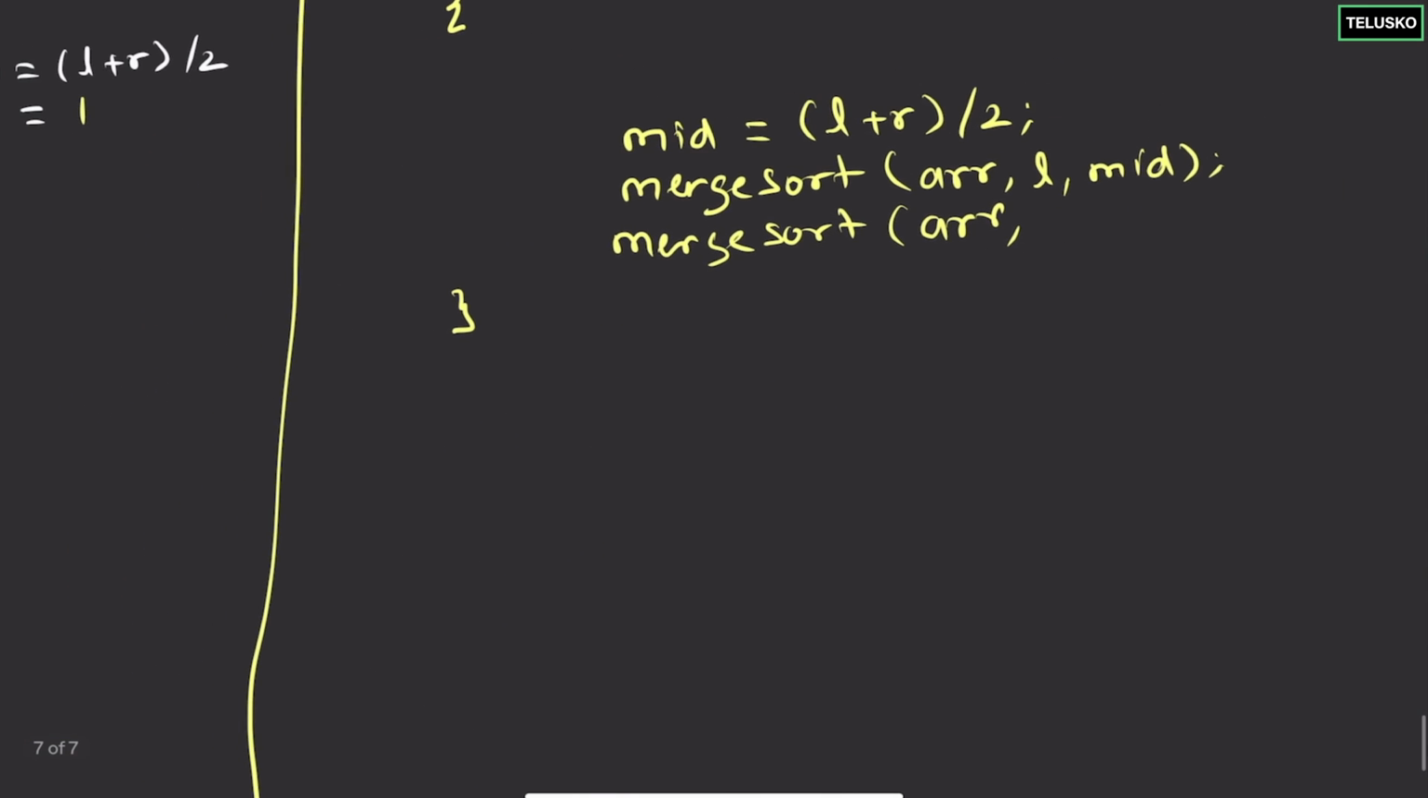Now, where do we have 3? We don't have 3 anywhere. So we can say mid plus 1. So mid is 2, so mid plus 1 is 3. And the ending is right. Okay, so that's how you call the merge sort.